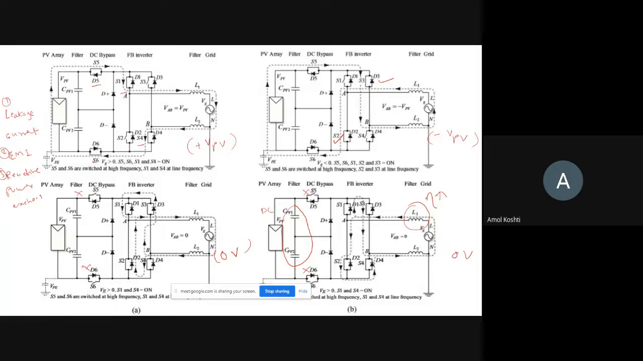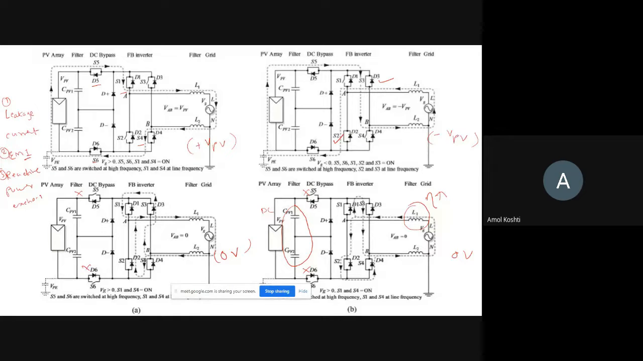So as we are going for the different designs, we are observing this leakage current, this electromagnetic interference, and this reactive power exchange between the filter inductor at the AC side and this filter capacitor at the DC side. So we are minimizing these as we go for the advanced designs.